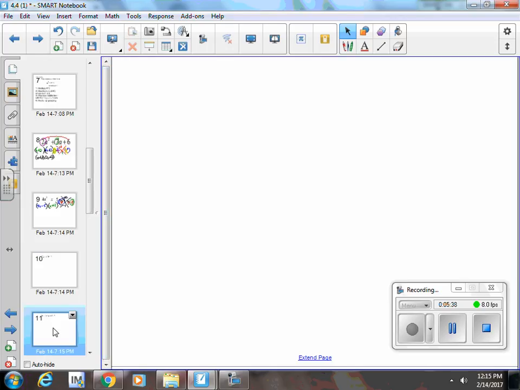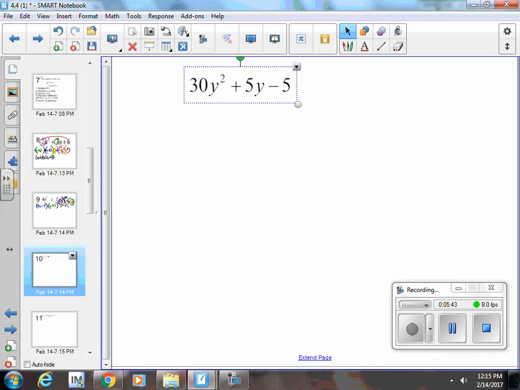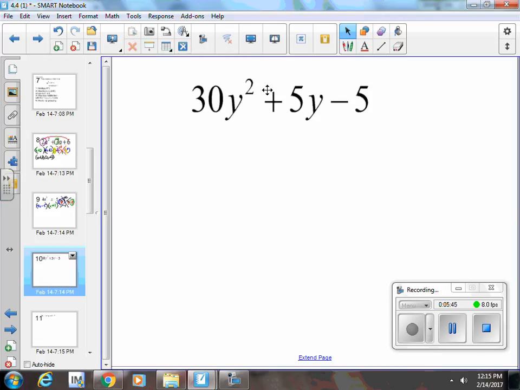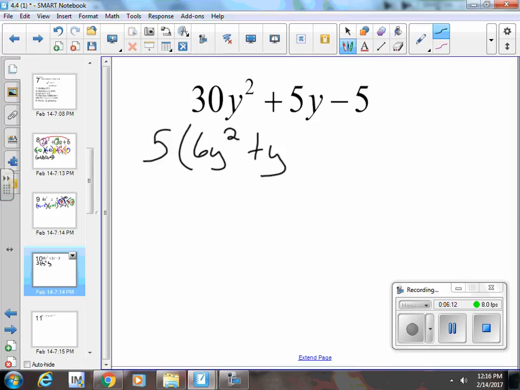Having a little technical difficulties. Oh, there we go. There's my next problem. Remember, always, always GCF first. So this problem has a GCF of 5. That's the largest number that divides each term. 30y squared divided by 5 is 6y squared. 5y divided by 5 is y. And then negative 5 divided by 5 is negative 1.